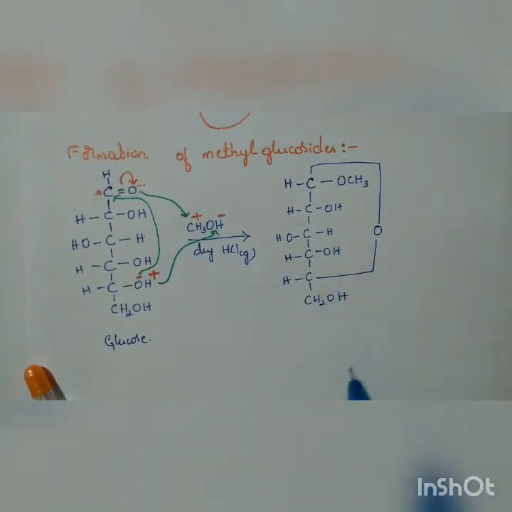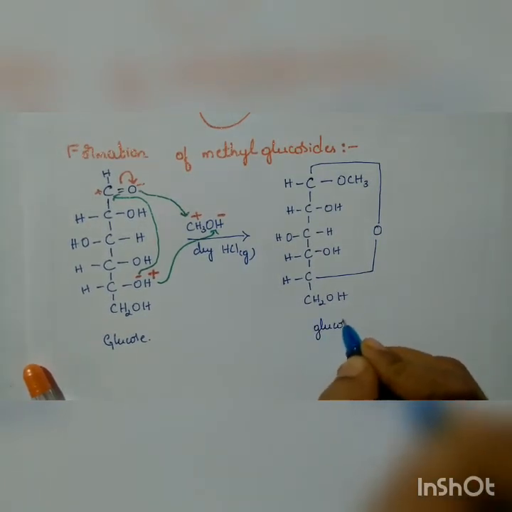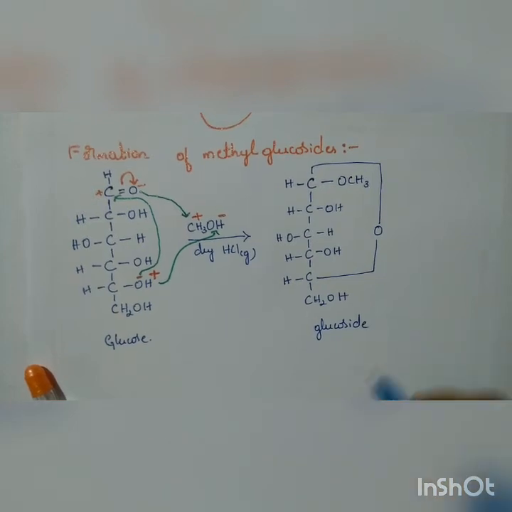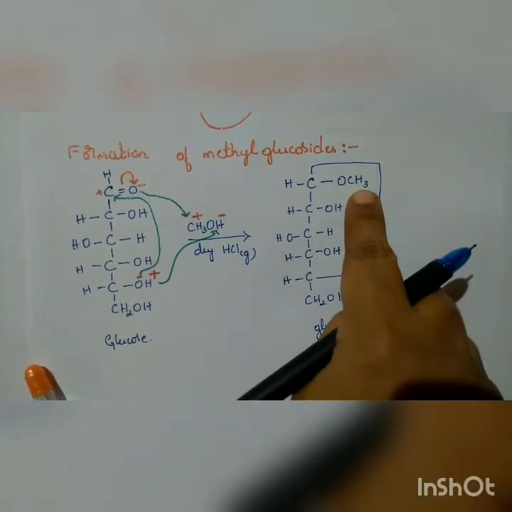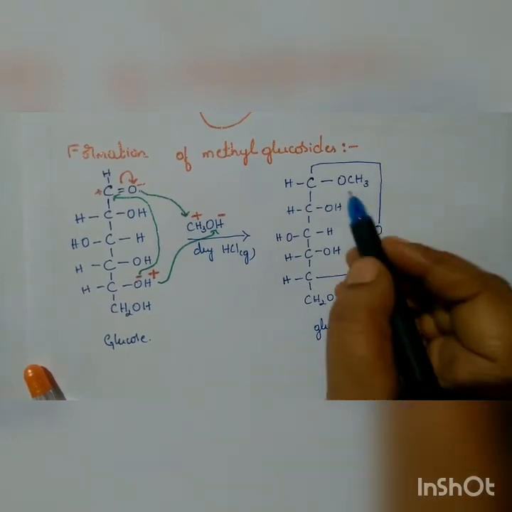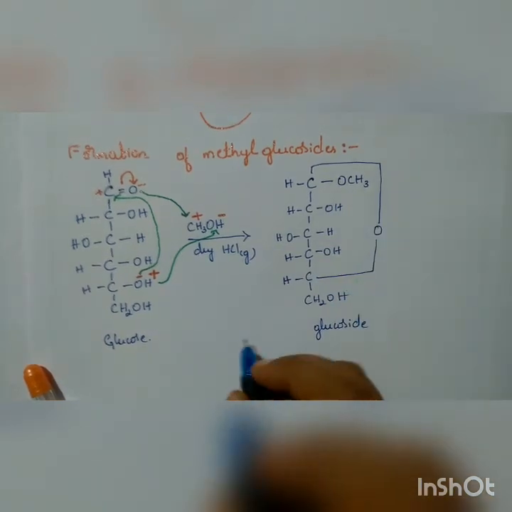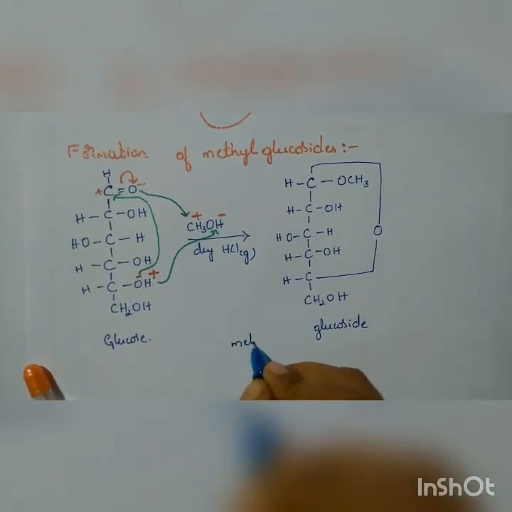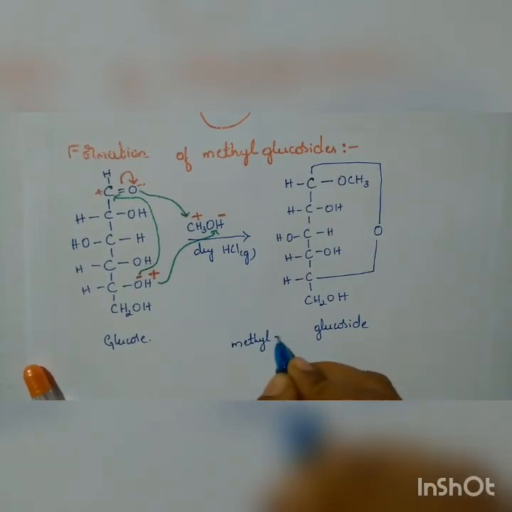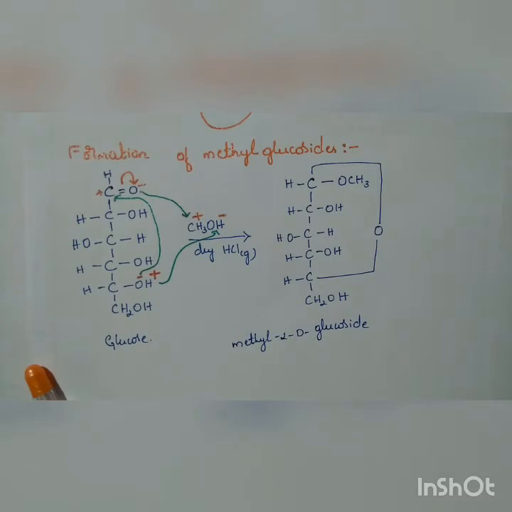So the compound formed is glucoside. This is named glucoside, and we have methyl, so it is methyl alpha D glucoside. Why is it alpha? Because the OCH3 group is present on the right side. So that's why it is alpha. Methyl alpha D glucoside is the name of the compound.